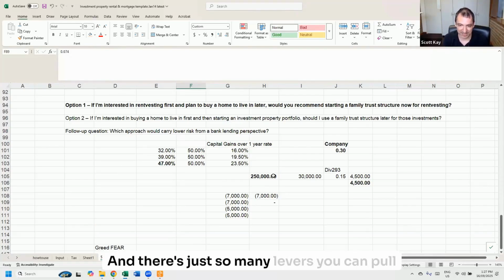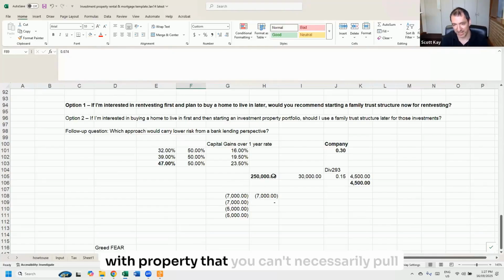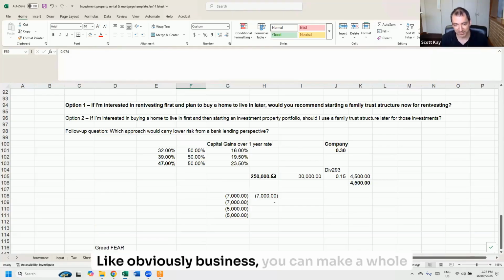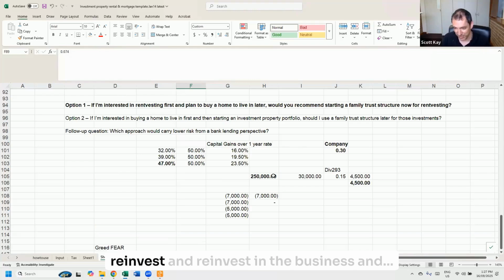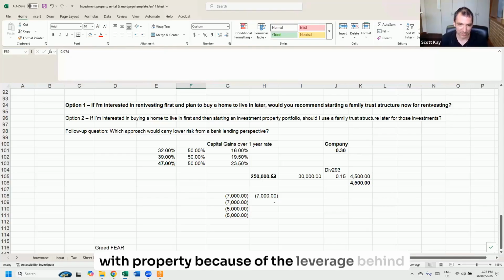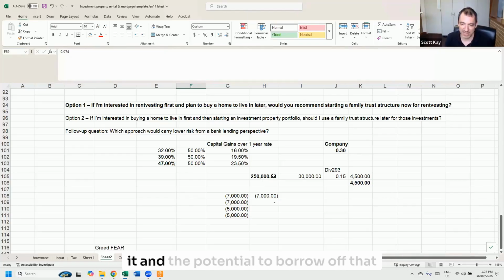And there are just so many levers you can pull with property that you can't necessarily pull with other wealth creation vehicles. Obviously with business, you can make a whole bunch of money and put it through trusts and reinvest into business. And there are things you can do with business, but there are extra things you can do with property because of the leverage behind it and the potential to borrow off that leverage.